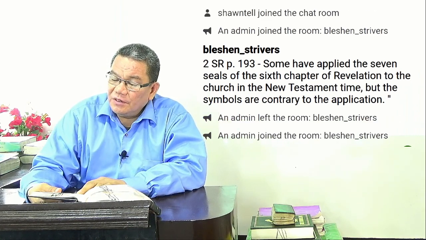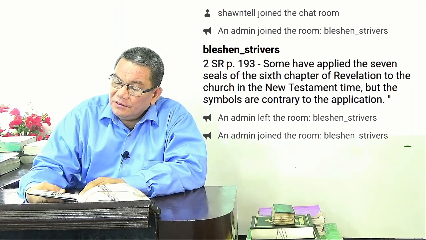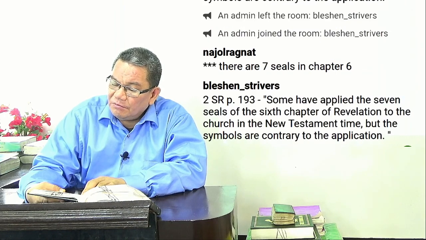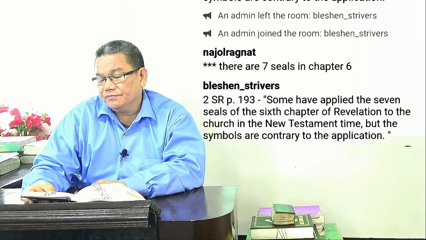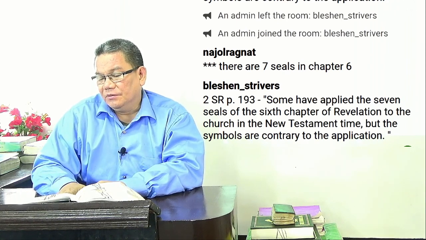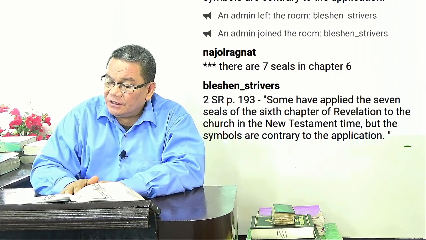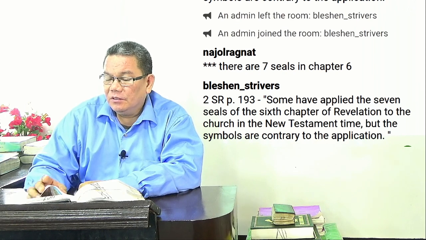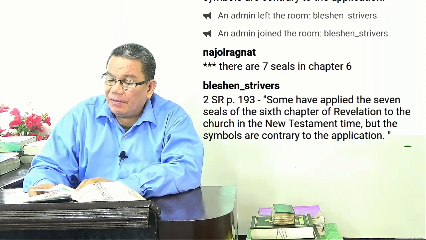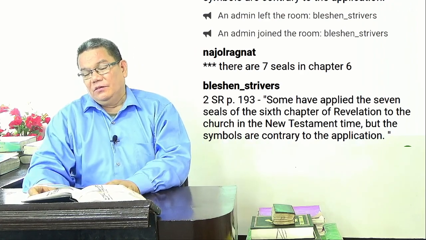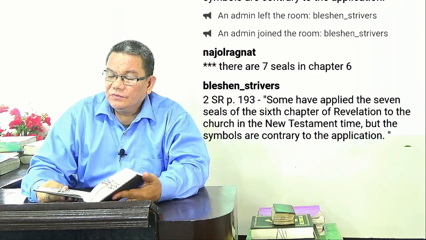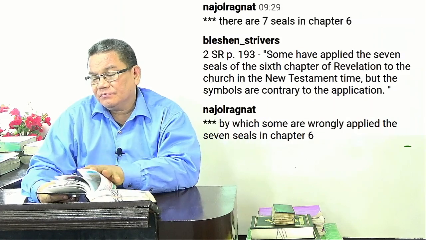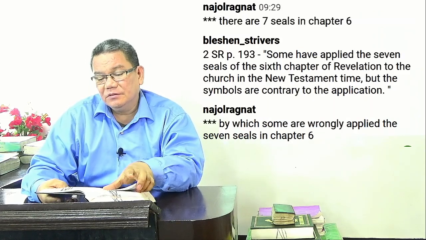I would like to read again to SR 193. Some have applied the 7 seals of the 6th chapter of Revelation to the church in the New Testament time, but the symbols are contrary to the application. So the absolute fact is that there are 7 seals on chapter 6, by which some have wrongly applied or misapplied the 7 seals on chapter 6. So let us study now carefully the 7 seals on chapter 6.